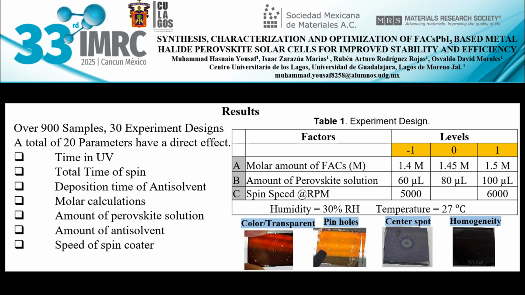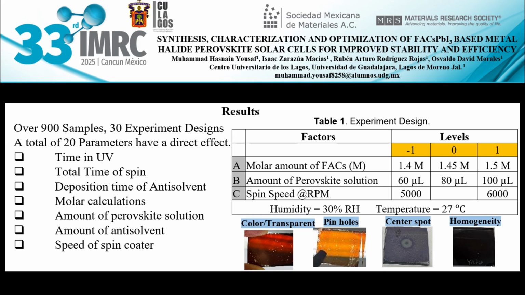The possible outcomes while fabricating a perovskite solar cell are shown with images. The color should be wine brownish for having the alpha phase, which is photogenerative, while the orange is degraded, the delta phase. Also, there can be problems of pinholes, center spots, and non-uniform layers. Also, homogeneity is needed for a better perovskite solar cell.